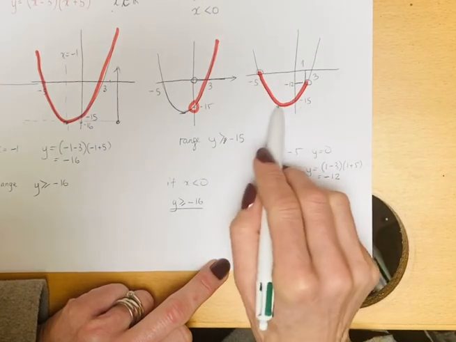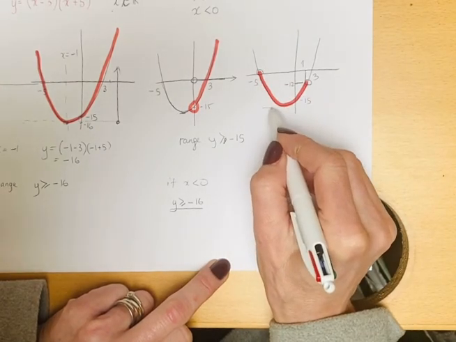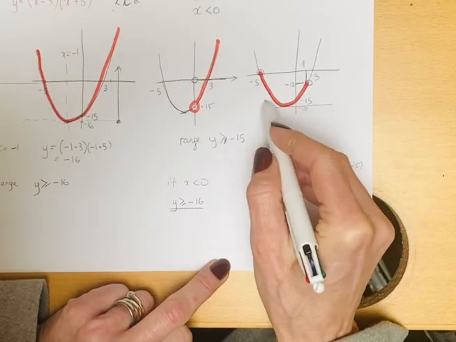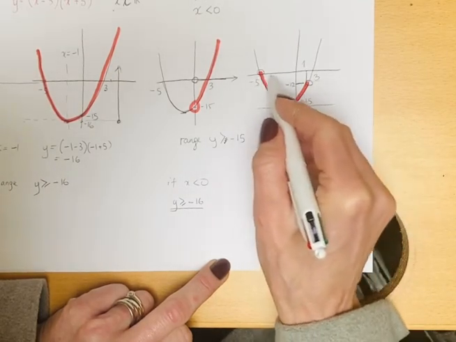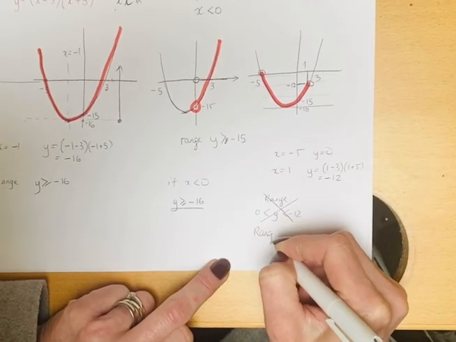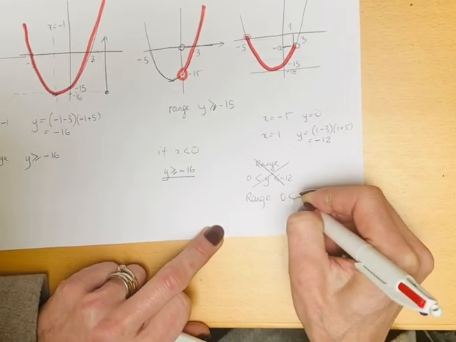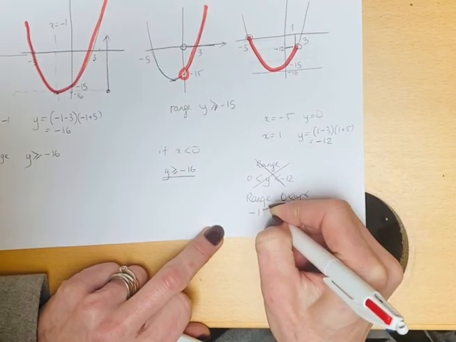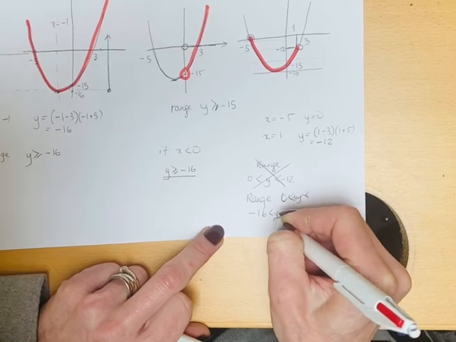So what kind of y values do you get? Well, the lowest value is still -16. The highest value, if you keep going on, is going to be 0. So the range here is, sorry, -16 up to 0.